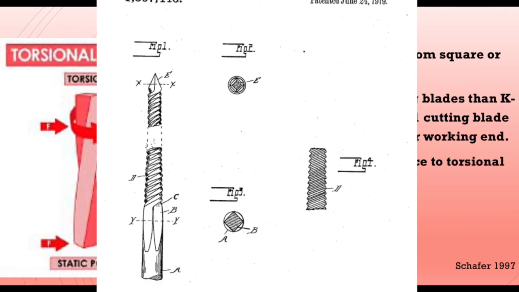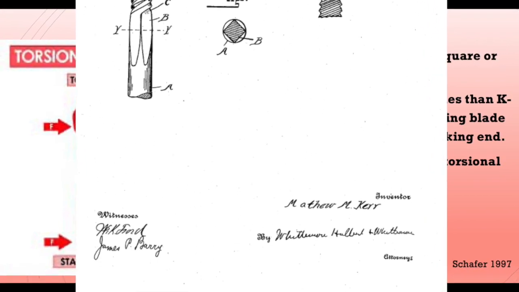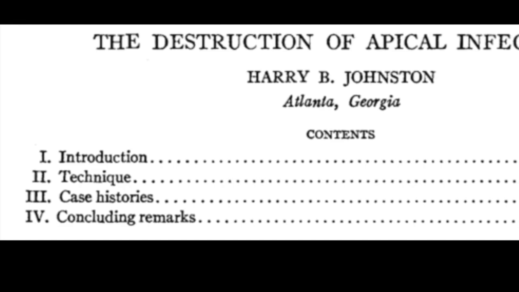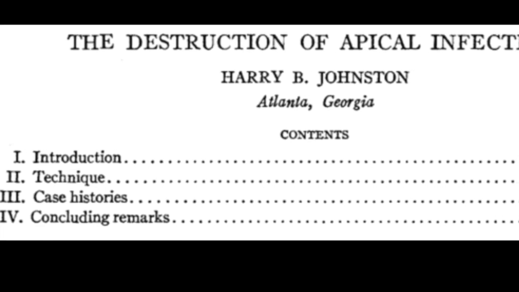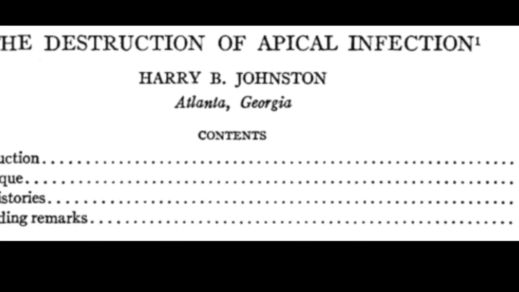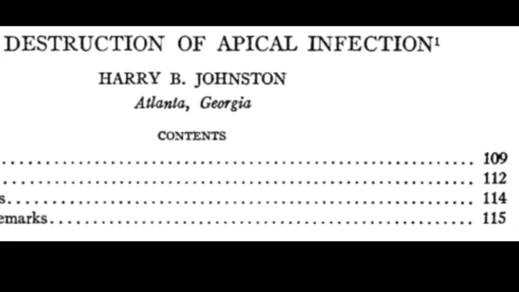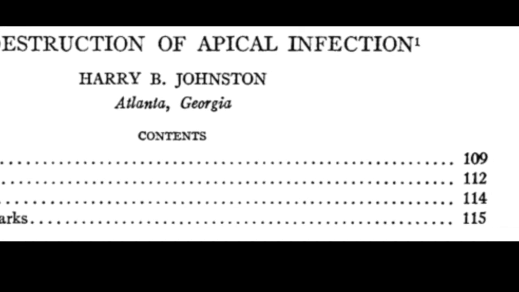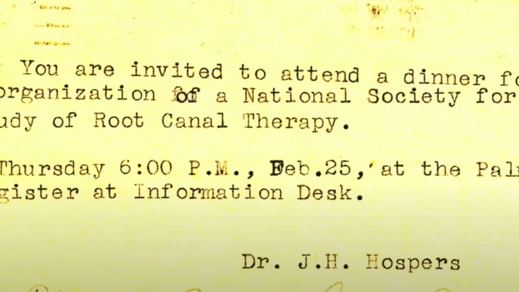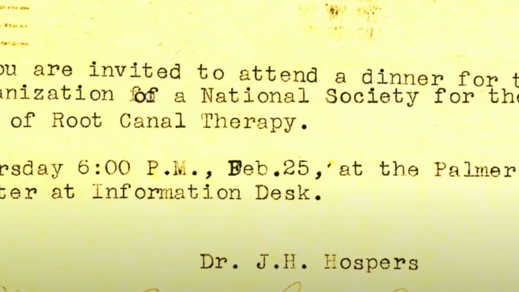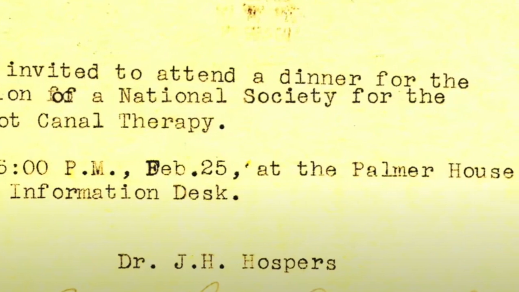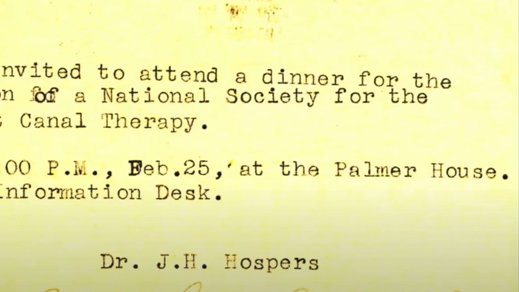Kerr, at the beginning of the 20th century, gained its reputation for being the originator of what is called the K-type file and reamers. The name endodontic file wasn't established until 1921. The term endodontics was first proposed by Harry Johnston in 1921. In 1928, he created the first practice limited to endodontics in Georgia, US. In 1943, the AAE was formed and the name was adopted.